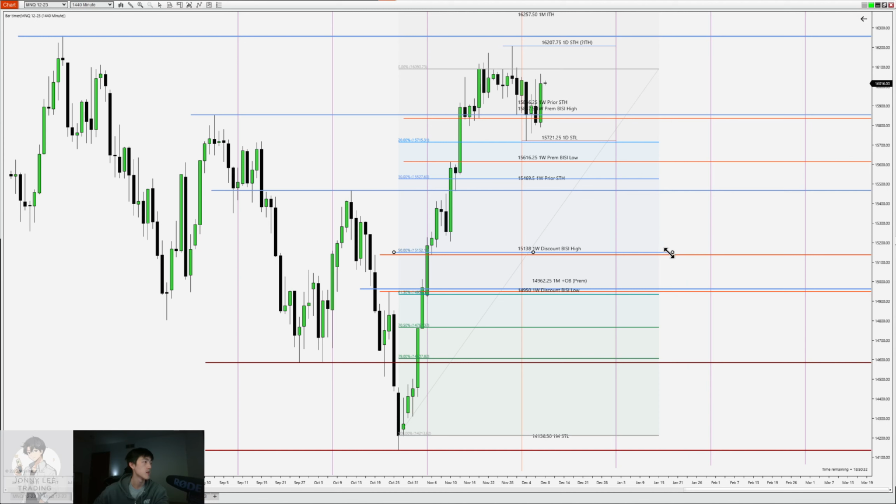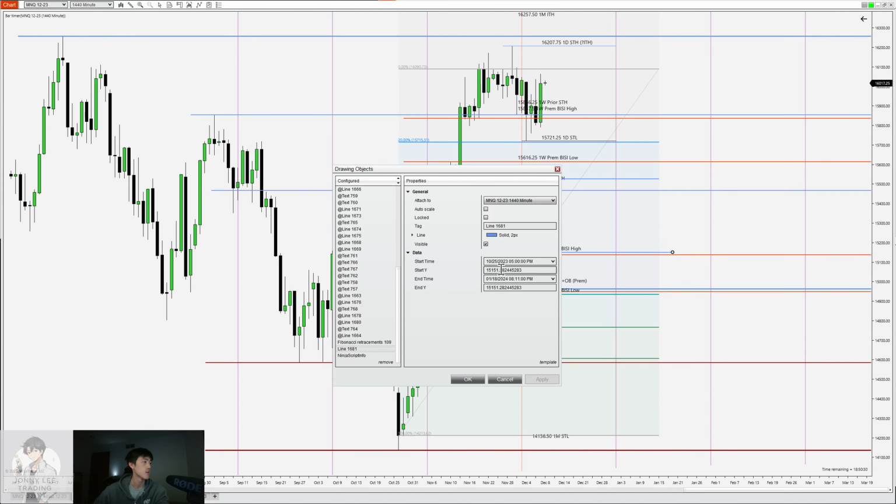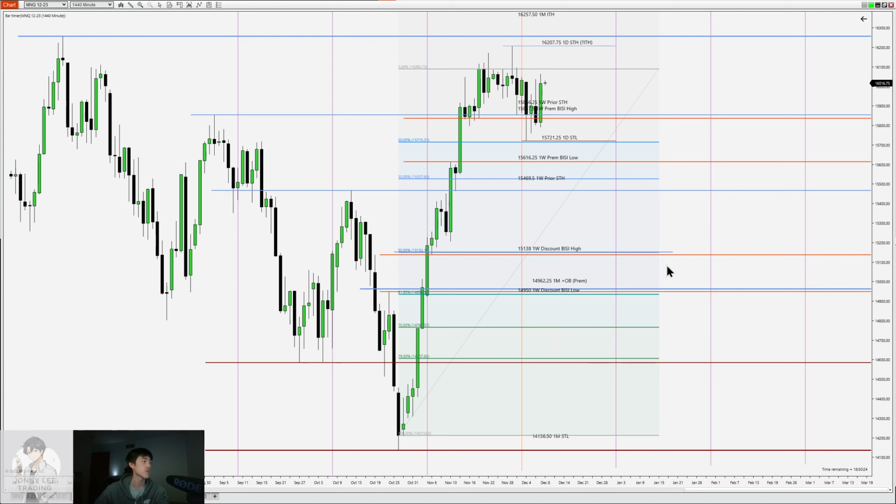151.52, roughly. Let's see, 151.52.25, close enough. It's a very rough guesstimate here. I probably could fix it if I went a little bit more perfect here. Nope, not really. So good enough there.